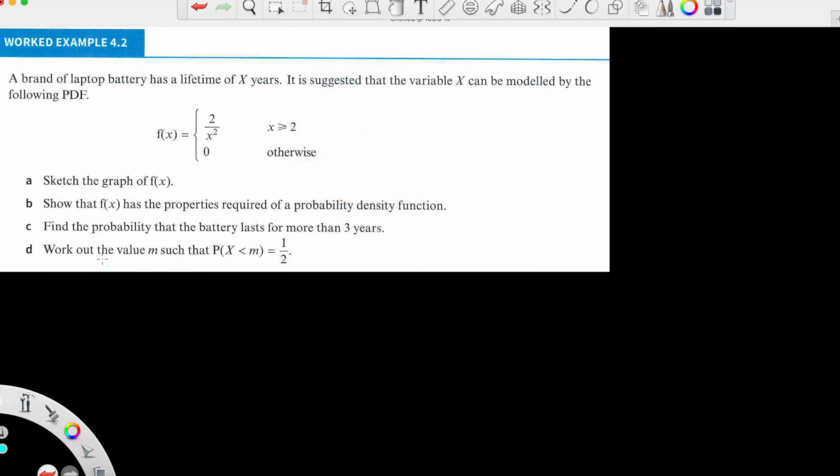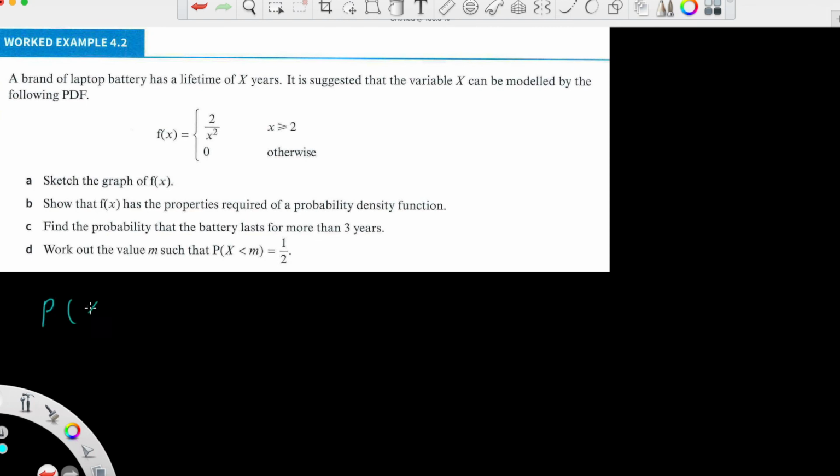For the last part, work out the value of m such that the probability of x less than m is equal to half. This part is actually indirectly teaching you how to find the median, because the median is located in the middle of the data. The probability of events before the median is half, and after the median is half. So m is actually the median. In the following parts, you will completely learn how to find quartiles and median. So now let's do this example.